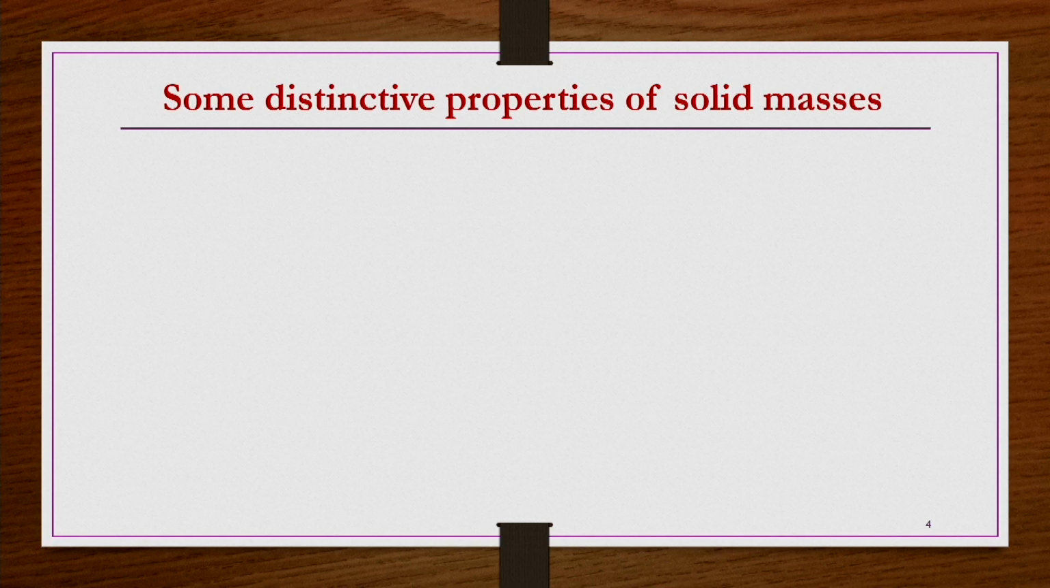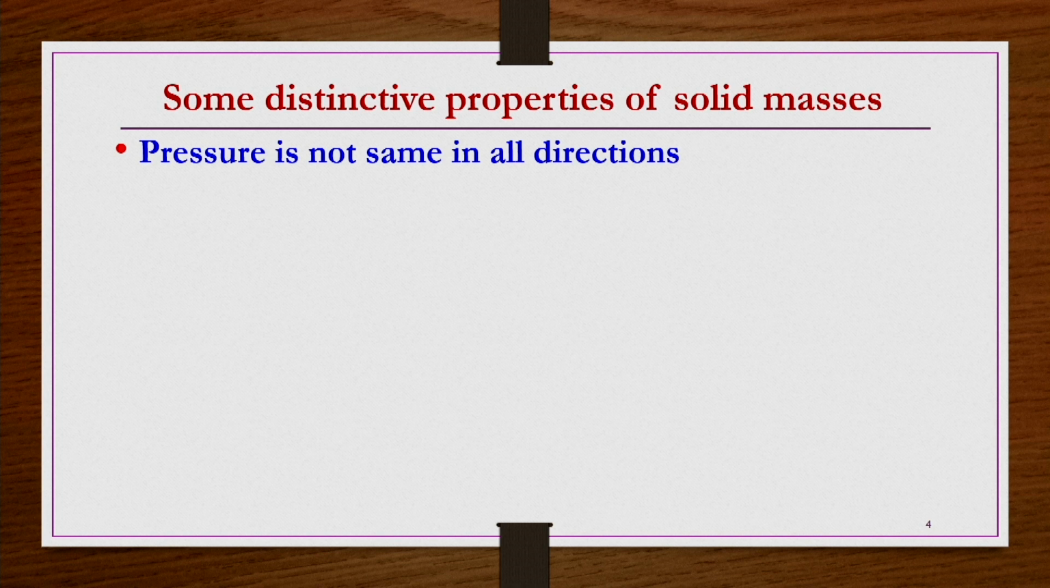So, some distinctive properties of solid masses. The first one is that the pressure is not the same in all directions. Let us say you have solid masses like this, right, in a container or in a tube, or grains which you may be taking to operations, or taking to a storage unit, something like that. So, let us say you are applying pressure here on the top surface, for example, so the pressure would not be the same in all directions.